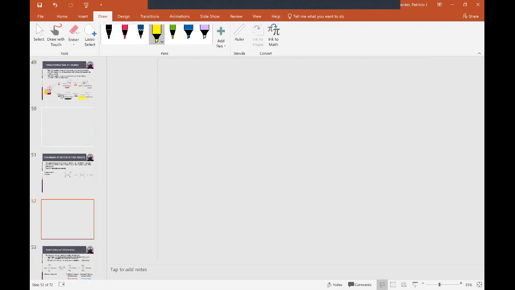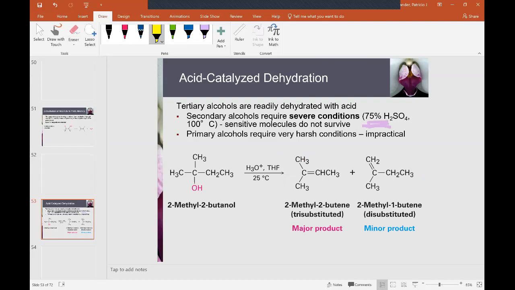But how about secondary or primary alcohols? Well, the primaries, they are very difficult to dehydrate because for primaries, you need to use very, very harsh conditions. But for secondary alcohols, you can use also mineral acids like sulfuric acid or phosphoric acid. Sometimes you need to use some pretty high concentrations, like a 75% sulfuric acid. That is very harsh conditions.